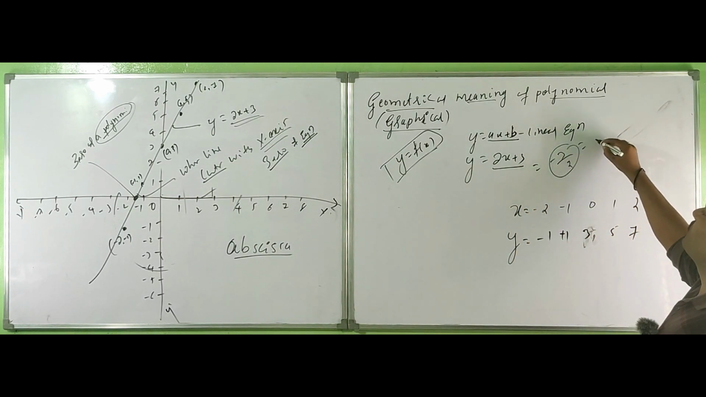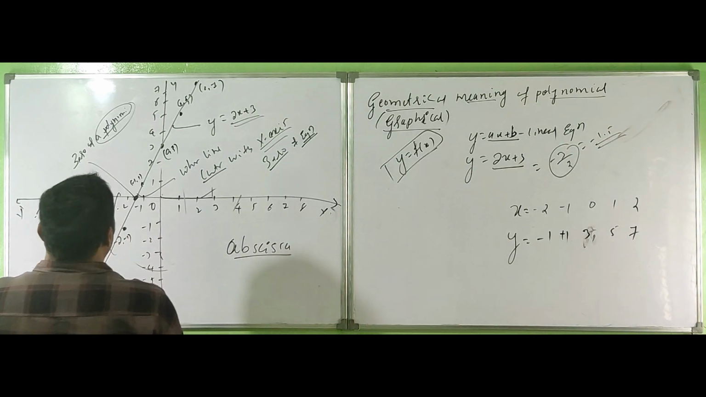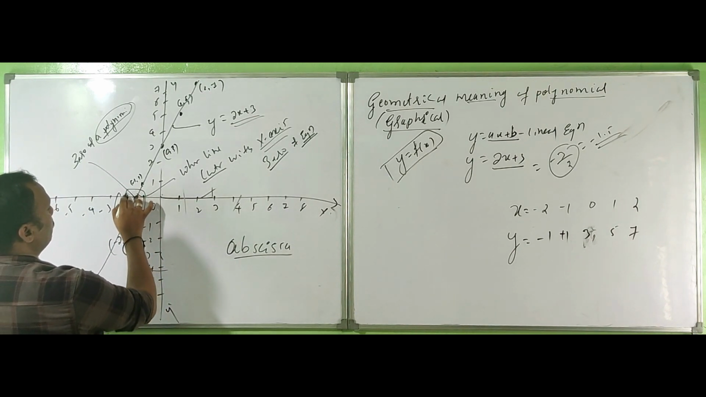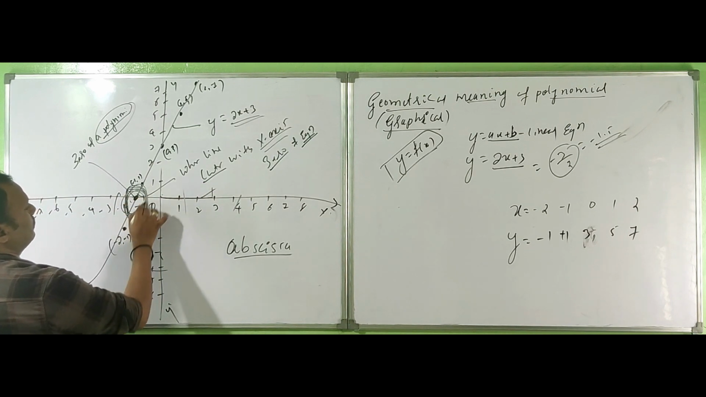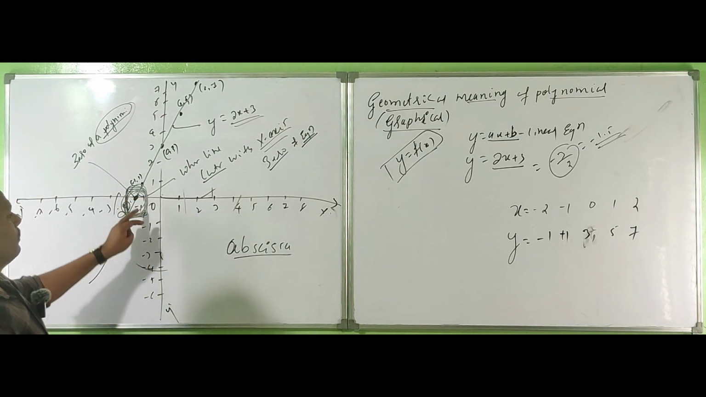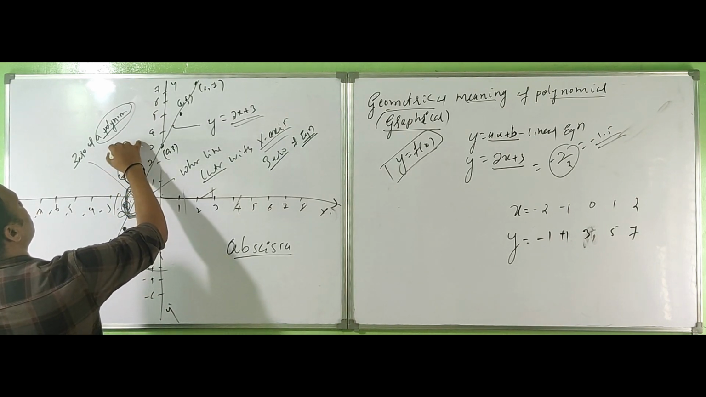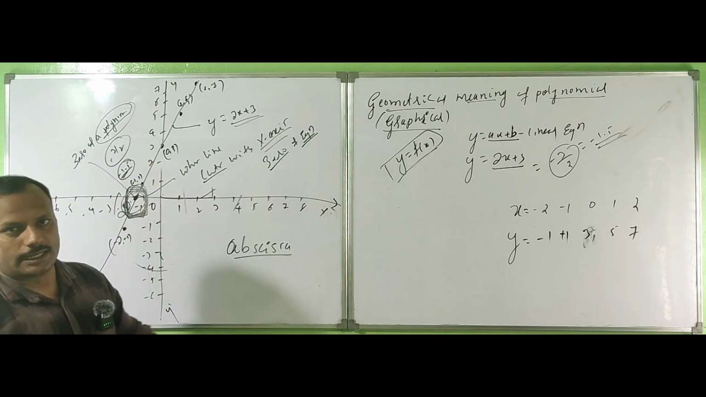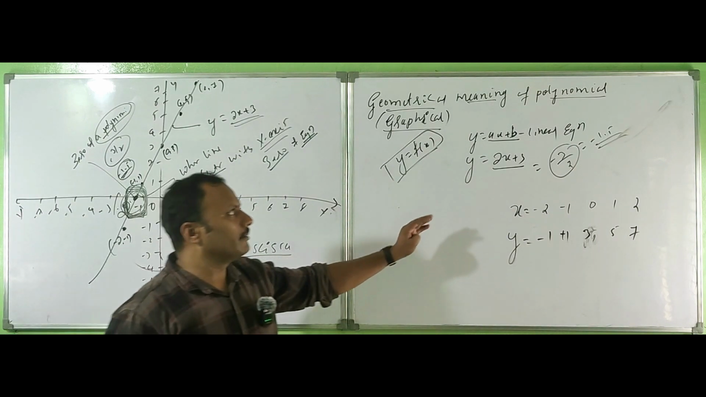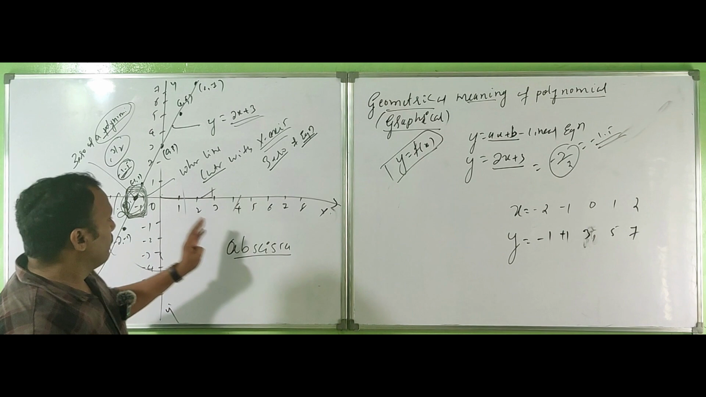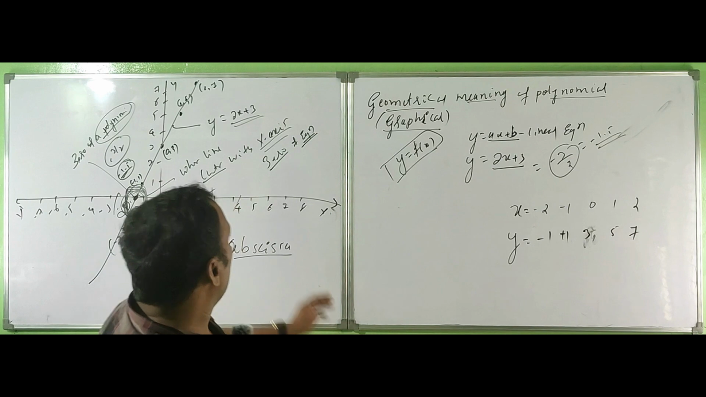-3/2 means what? -1.5. Exactly here, na? The point is between -1 and -2, right? Minus 1.5 also means minus 3 by 2. This is the geometrical meaning of a polynomial: where the line cuts the x-axis.